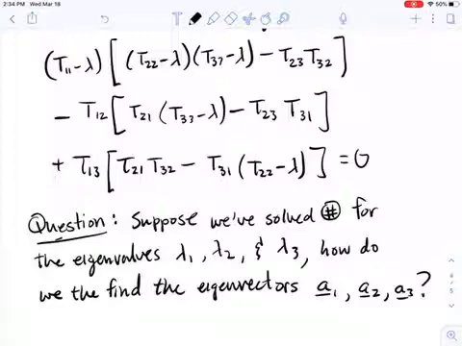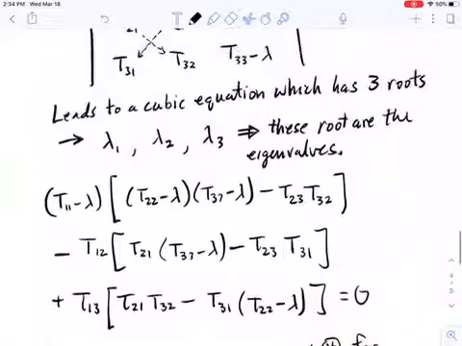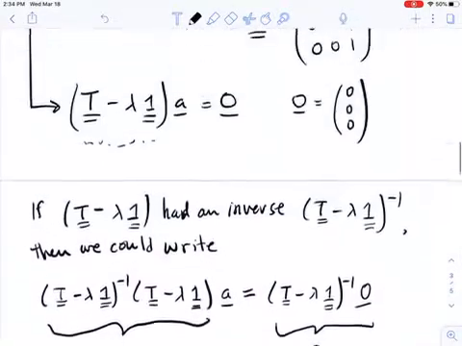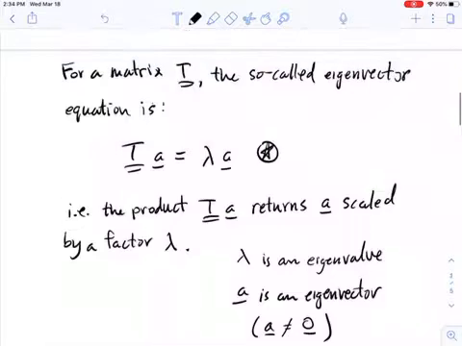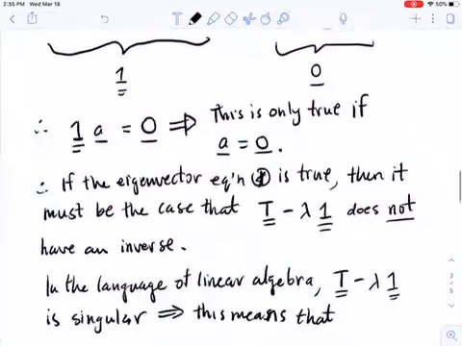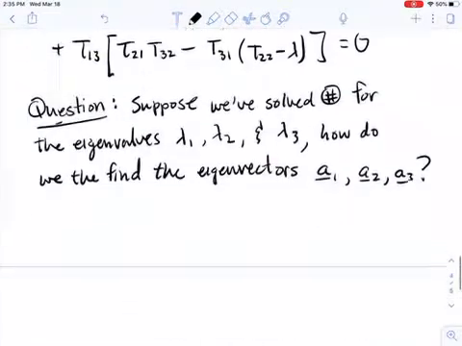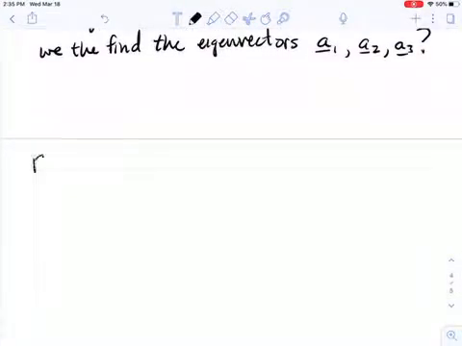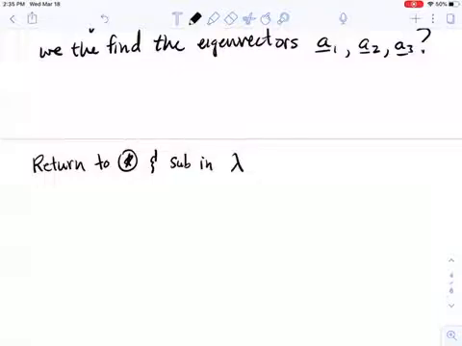Okay, so I want to go back and let's just look at equation star here. So there it is, equation star. So we're going to return to star, and we're just going to take one of the eigenvalues, say lambda 1, and we're going to insert into that equation. So let's do that. Okay, so we return to star and sub in, say, lambda 1.